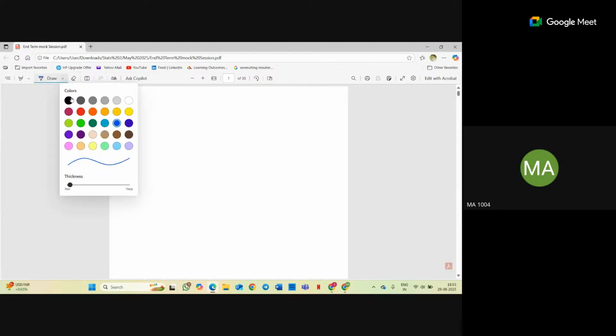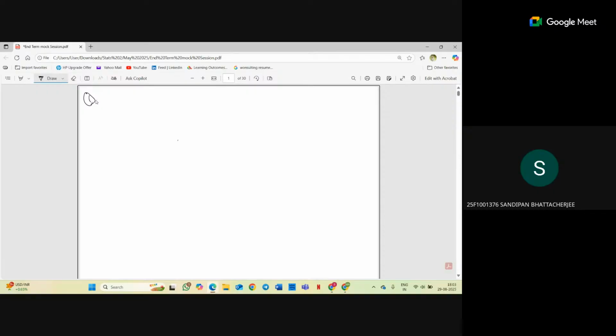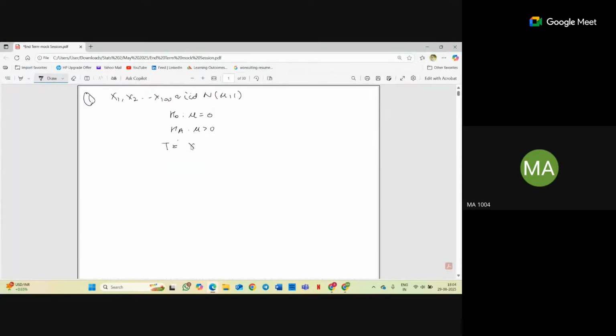Have you guys done this question? Yes, ma'am. Okay, let's do it. Here we'll do a right tail test. Let's go through the question once again. We have x1, x2 till x100, which is an IID sample following a normal distribution with mu comma 1. We have a null hypothesis mu equals 0 and the alternative mu greater than 0, and the test statistic is x bar.